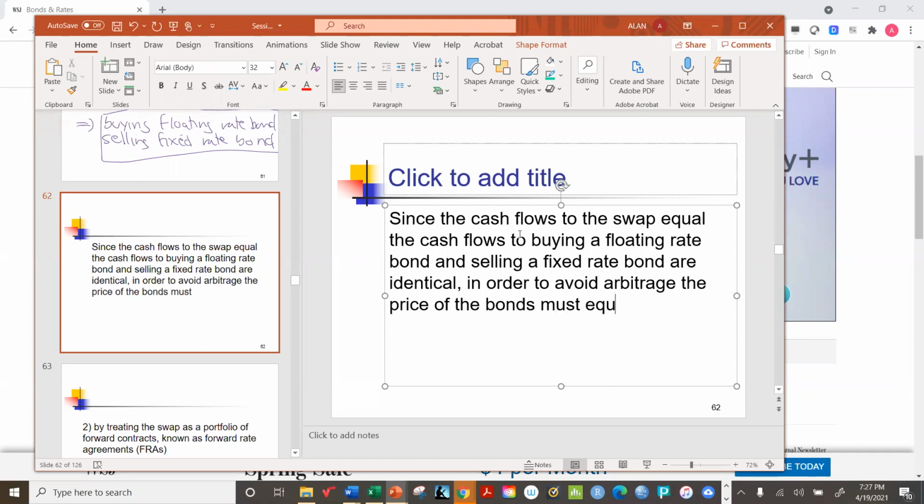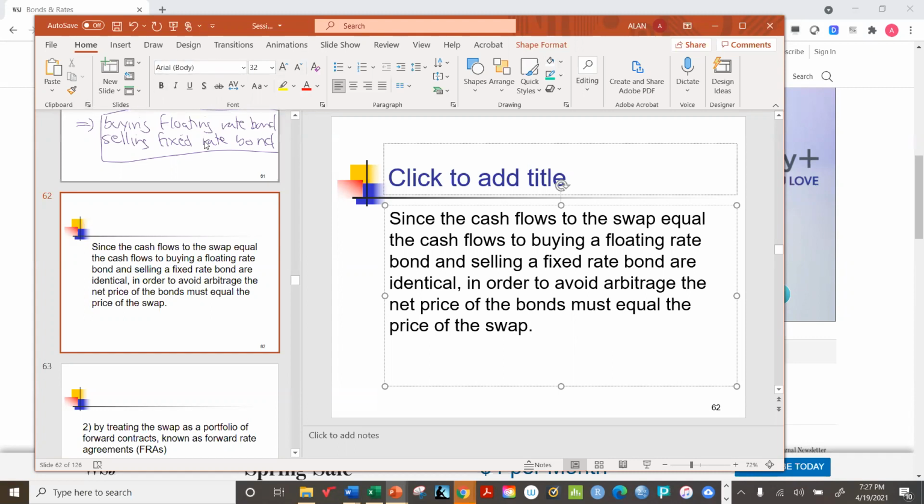must equal, or I should say the total or net, probably we should think of this as the net price of the bonds, because one is positive and one is negative. The net price of the bonds must equal the price of the swap. Otherwise, like I said, there'd be an arbitrage opportunity, which we know very well what our arbitrage means.